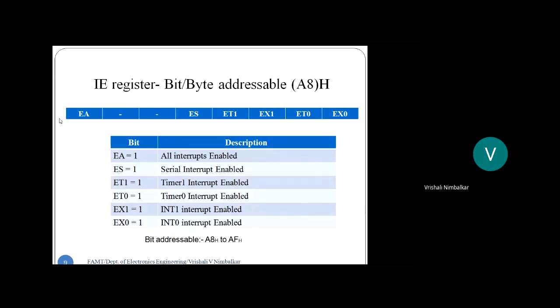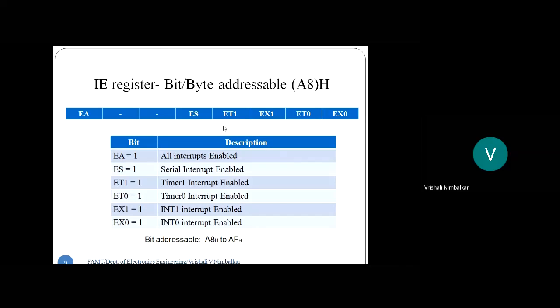This is a master control bit. Unless you activate EA, meaning you set the EA bit, whether the lower bits are logic 0 or logic 1 will not be considered. If the EA bit is 0, it's a master disable. If the EA bit is 0, whatever logic 1 or logic 0 you have entered on EX0, ET0, EX1, ET1, ES will be ignored.